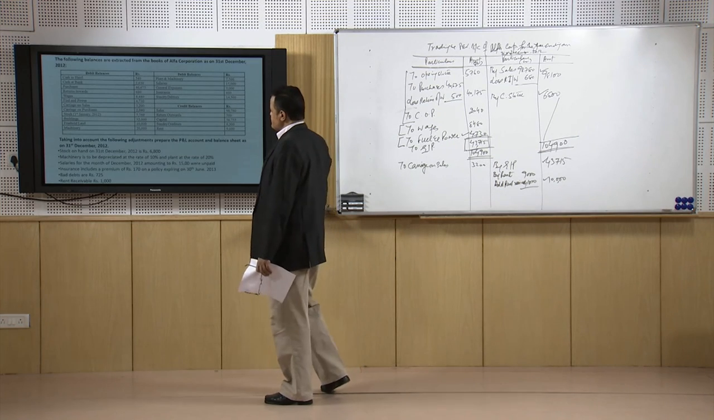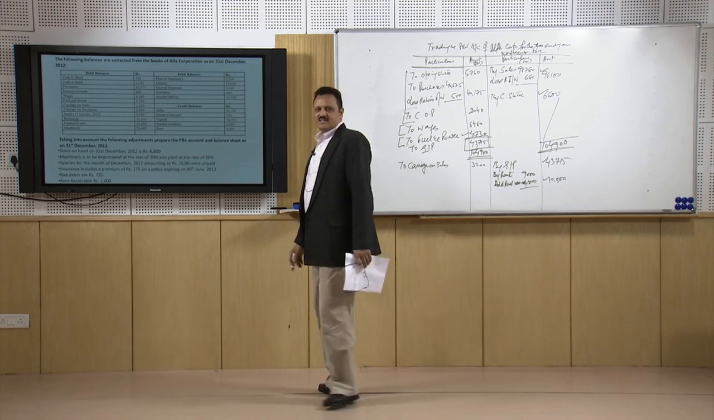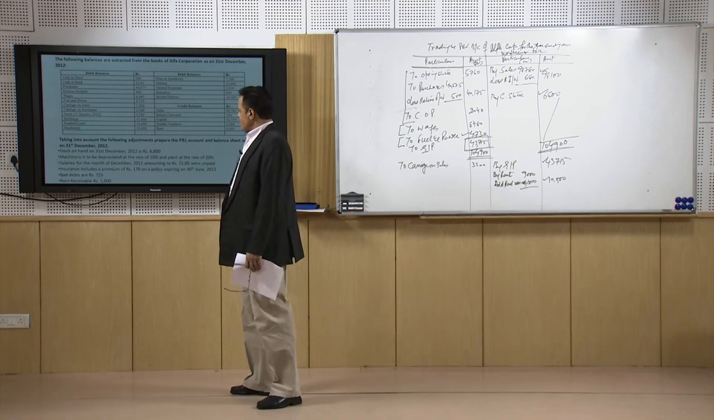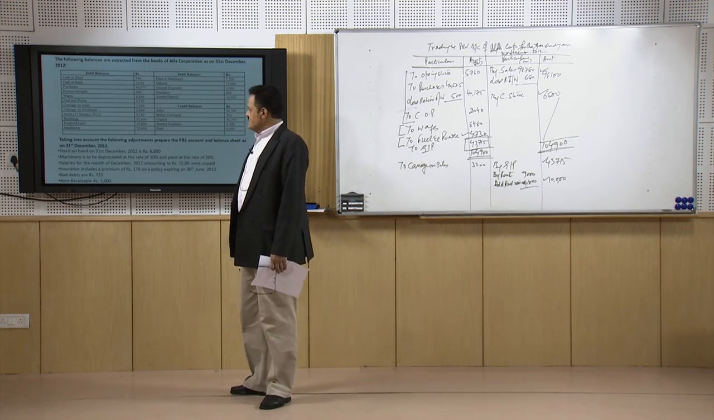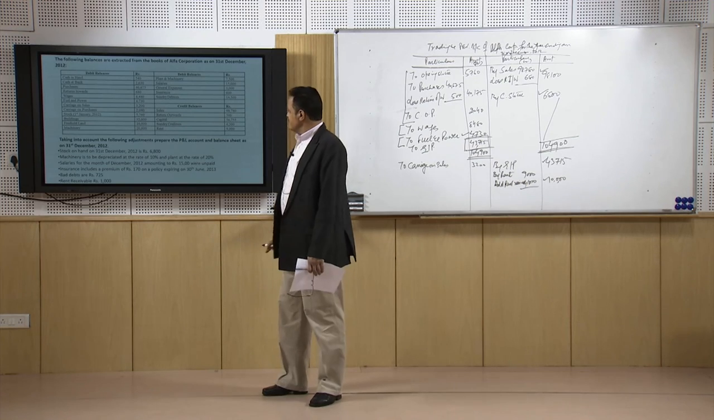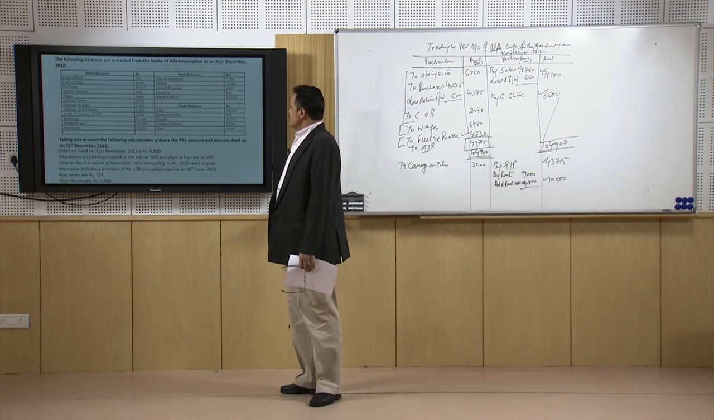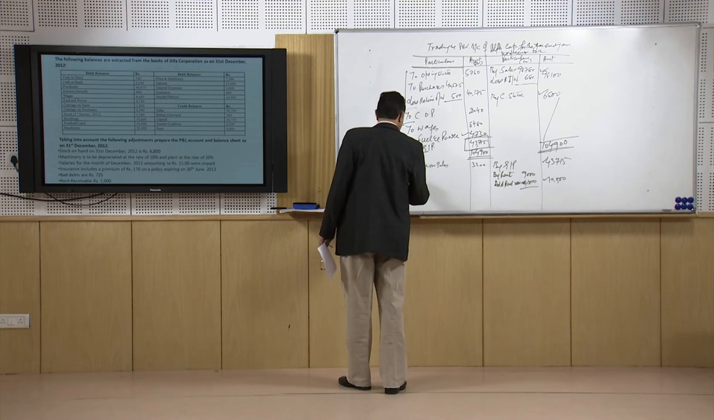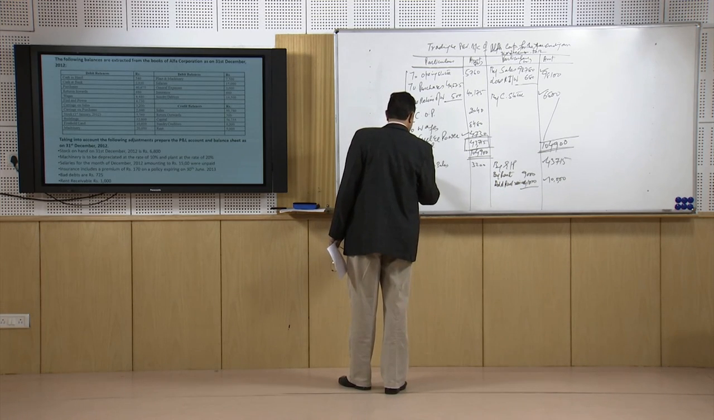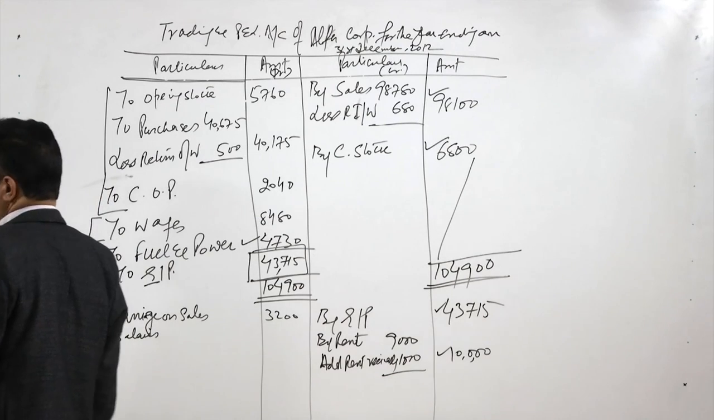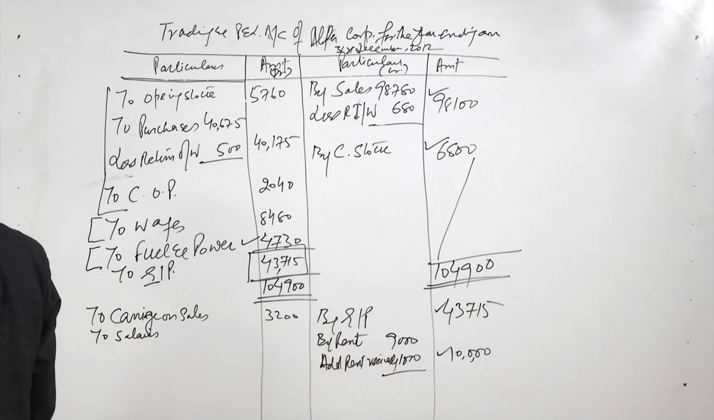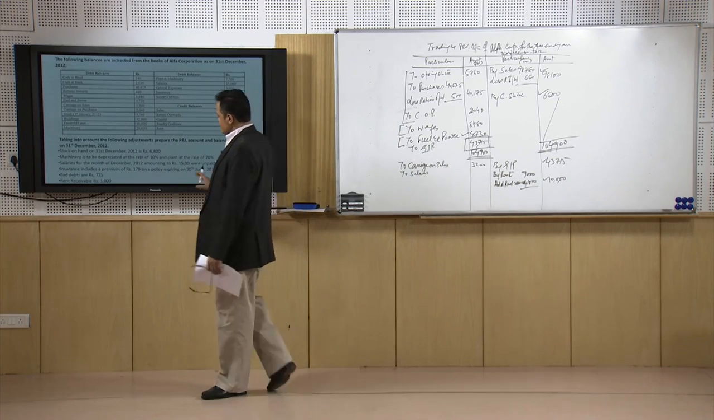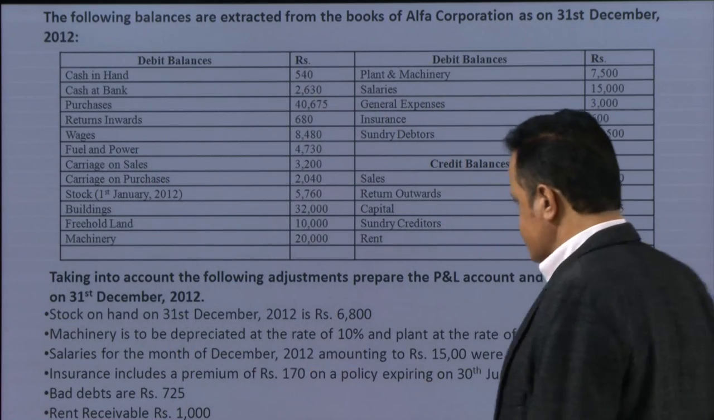Then we have carriage on purchases, we have already taken that in the trading account. Stock we have already taken into account. Buildings, freehold, land and machinery, we will not take that into account, it is assets. Plant and machinery is also assets. Yes, next is the salaries. To salaries is the other, but I think with regard to salaries, we have some adjustment here. So we will see what this adjustment is.